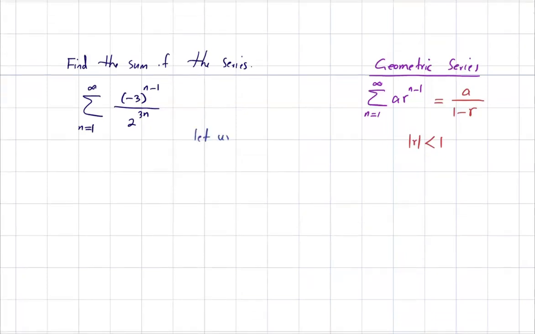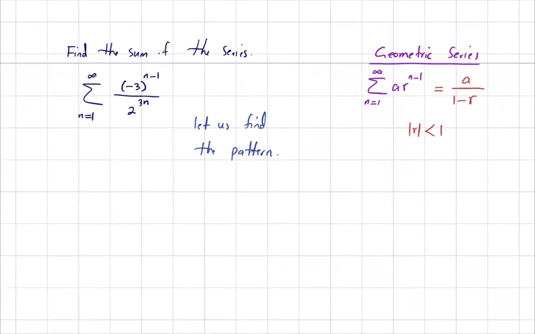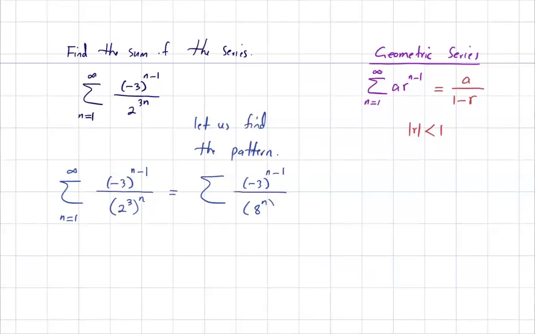Let us find the pattern. We're going to do a little bit of algebra. So this series can be written as the summation of (-3)^(n-1) divided by 2^(3n), which is (2^3)^n, which can be written as the summation of (-3)^(n-1) divided by 8^n. So if I could get the exact same power for 8, then I'm done.